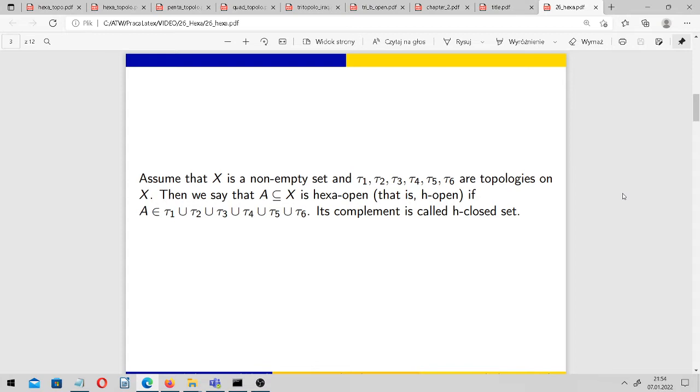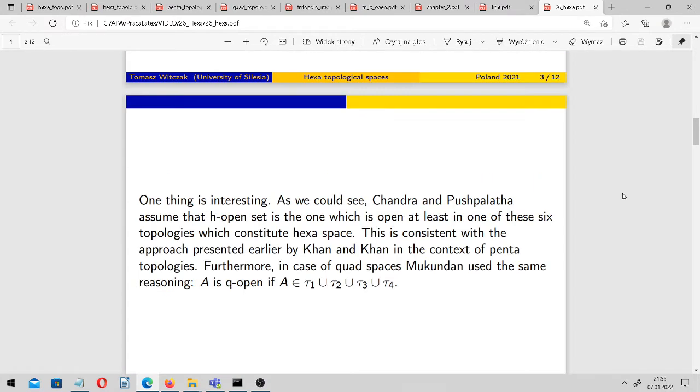Then we say that A, a subset of X, is hexa open, that is H-open, if it belongs to tau 1 or tau 2 or tau 3 or tau 4 or tau 5 or tau 6. Of course, its complement is called an H-closed set.